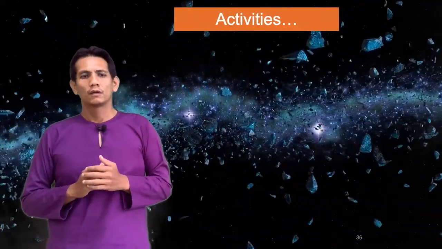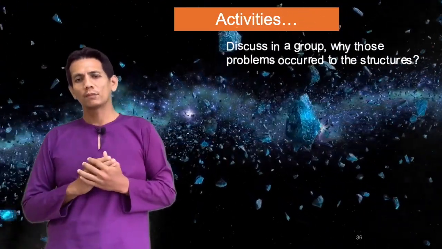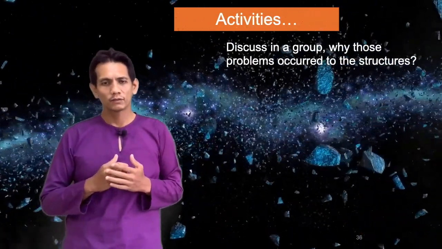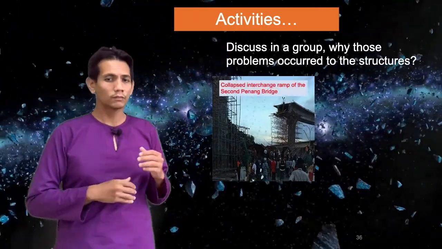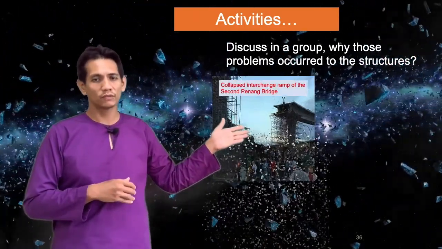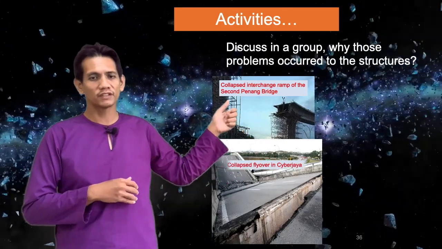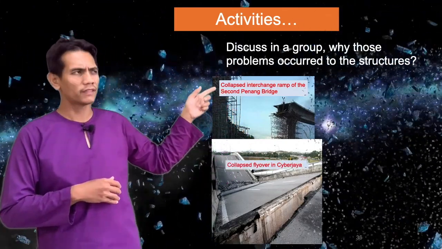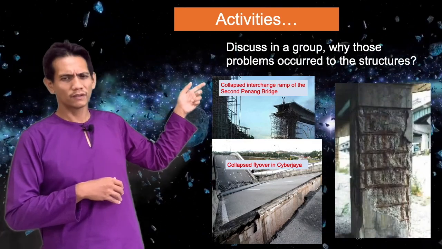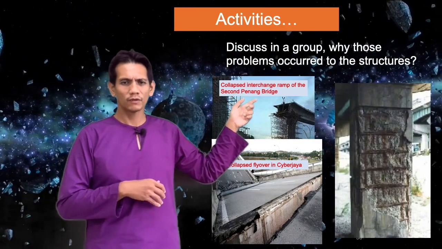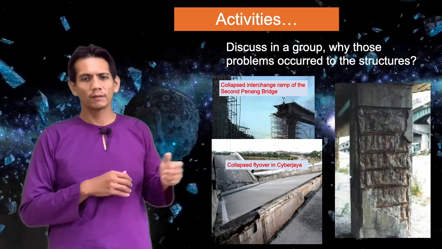Alright. So we already end our first topic, and then activities you can then discuss. We come to the activities. Discuss in the group why those problems occur to the structure. The first one, collapse of interchange ramp of the second Penang Bridge. I think in the last 3 or 4 years, there was a collapse of interchange ramp in the second Penang Bridge.